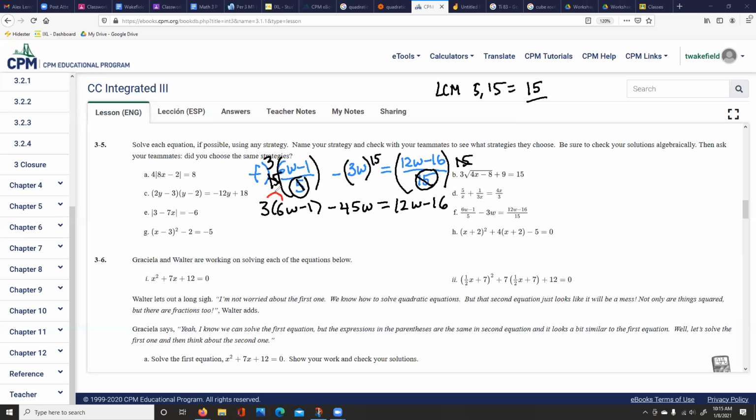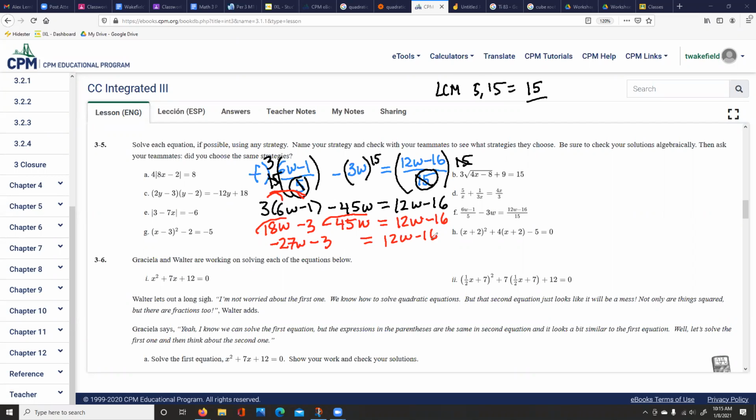Now I'm going to distribute here. 3 times 6W is 18W. 3 times negative 1 is negative 3. Minus 45W equals 12W minus 16. Now we just got to combine like terms and stuff. So let's see. When I add the 18 and the negative 45W, I'm going to actually subtract those. That's negative 27W. And then the minus 3 equals this stuff, 12W minus 16.